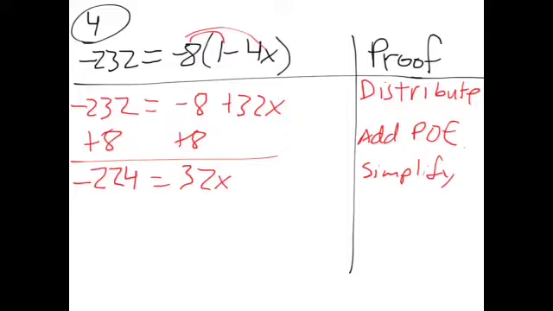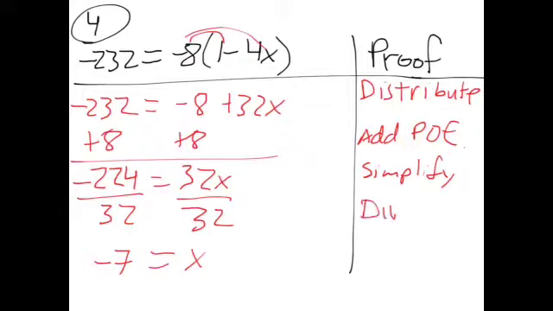To get to that step, I need to now divide by the 32 to get my x by itself. If you don't happen to know, negative 224 divided by 32 is negative 7. So what lets me divide both sides by 32 is the division property of equality. And then what lets me get to the last step is just to simplify.